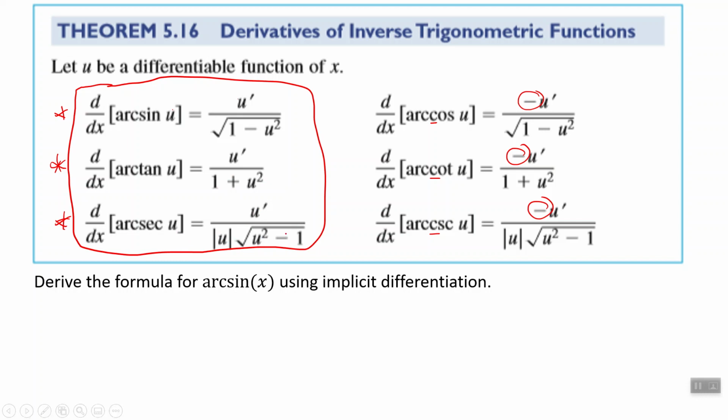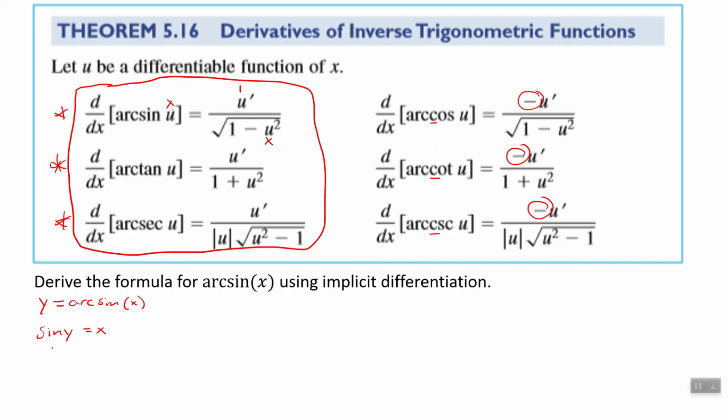You might be wondering where all these things come from and why they all have u squared and 1s in them. Well, it has to do with the Pythagorean theorem, and we'll go ahead and derive the formula for arcsine of x. We're going to start off by saying y equals the arcsine of x. Now we're going to get it into a form where we can take the derivative, and that would be if we took the sine of both sides to cancel out the arcsine. Then that gives us that the sine of y equals x.